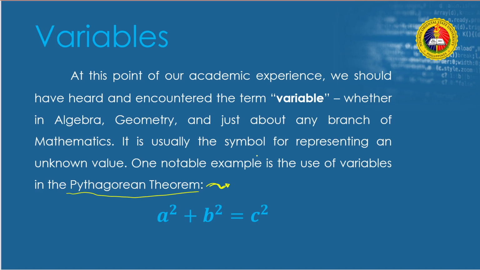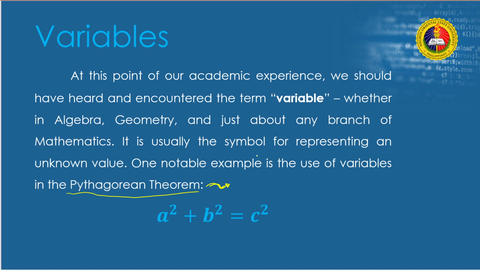Alright. The Pythagorean Theorem is used to compute the size of a triangle. So this triangle. If this is, let's say, 5 meters, and this is, let's say, 4 meters, what is the value of this side? Alright, so we will use the Pythagorean Theorem.